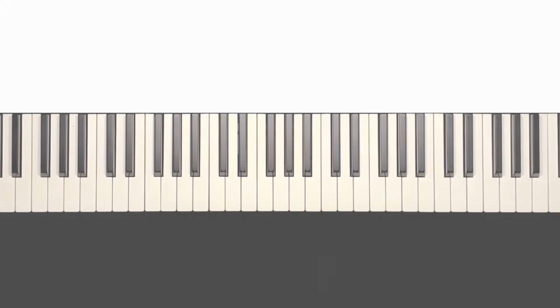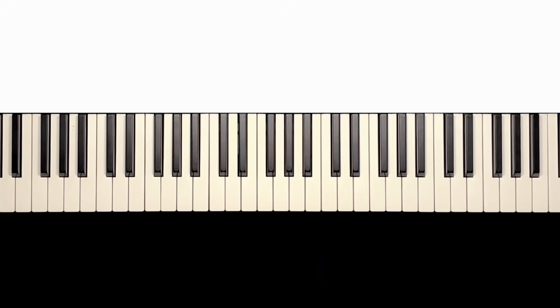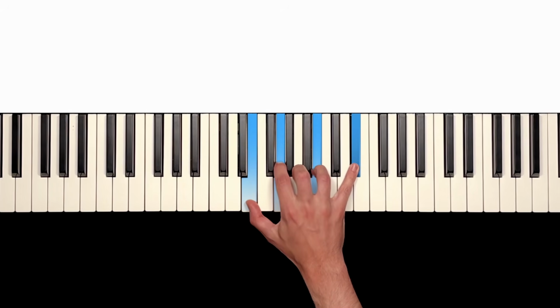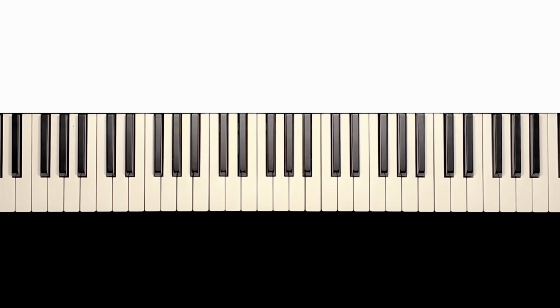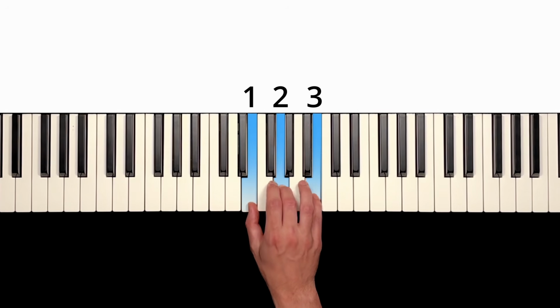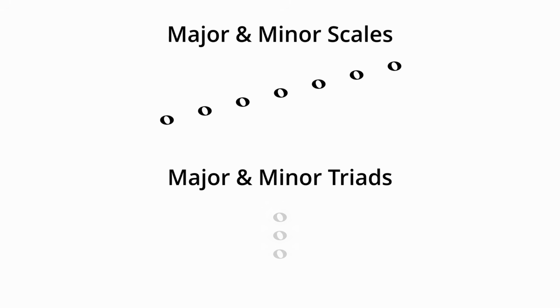A chord is simply a combination of notes played together that produce a certain harmony. The most basic type of chord is a triad, which consists of 3 notes. Naturally, in our musical world of major and minor scales, we also have major and minor triads.